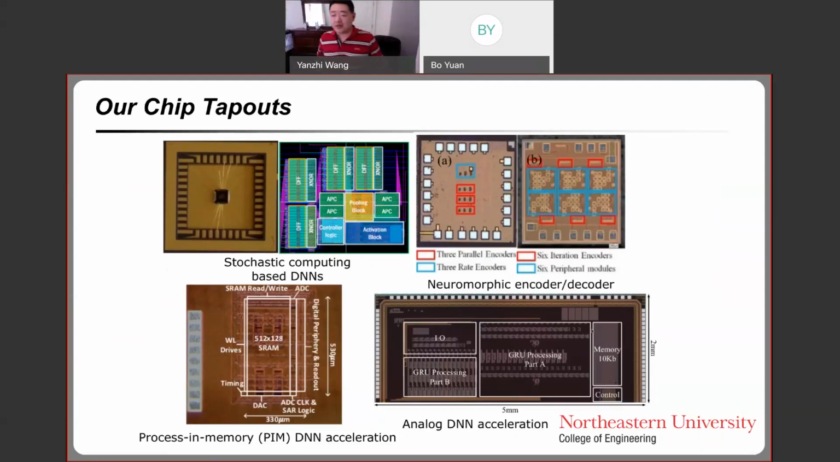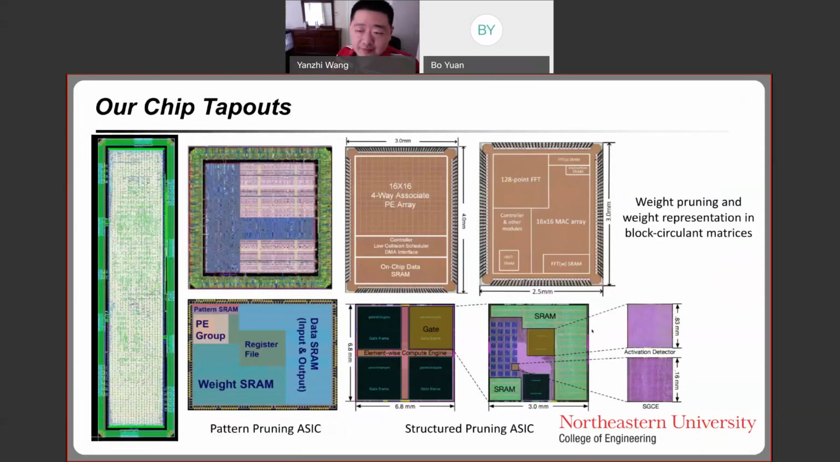Here are the kickoff. We have been working on the processing memory and stochastic computing. And then here is the work that we have done on the block circular matrix, and also with pruning and with quantization, together with Professor Yuan here. Bo, can you please mute yourself? There is echo. Okay, sure.